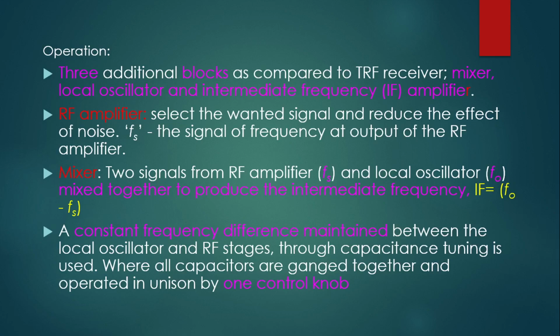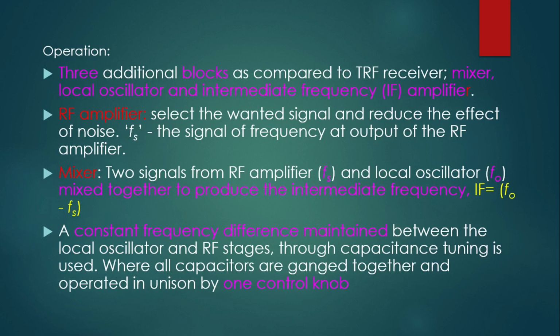The very first block is again the RF amplifier. In TRF also it was RF amplifier. The job of the RF amplifier is to select the signal and reject all unwanted signals, and in this way reduce the effect of noise. As shown in the block diagram, Fs is the signal frequency which is selected and comes at the output of the RF amplifier.